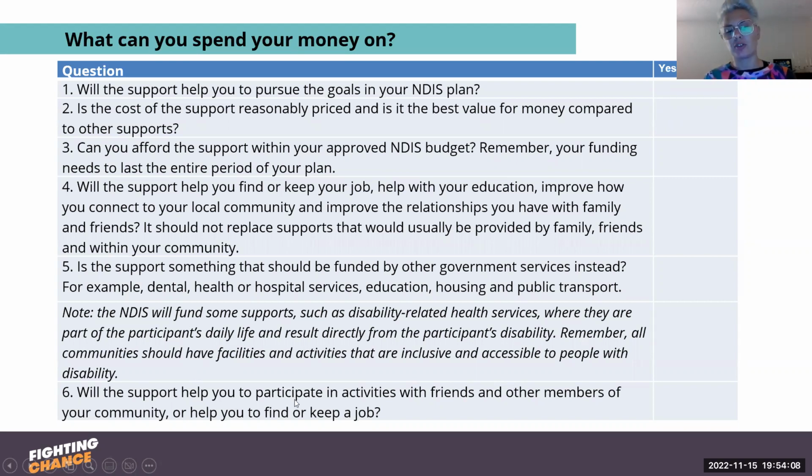And will it help you to participate in activities? So if you're ticking yes to these, then you can go, okay, I think it is something that is reasonable and necessary for me to fund. Yes, I know that it's going to really help. And yes, I can use my funding flexibly. So you can choose a different therapist, or a different provider, or a different service to utilize your NDIS plan.